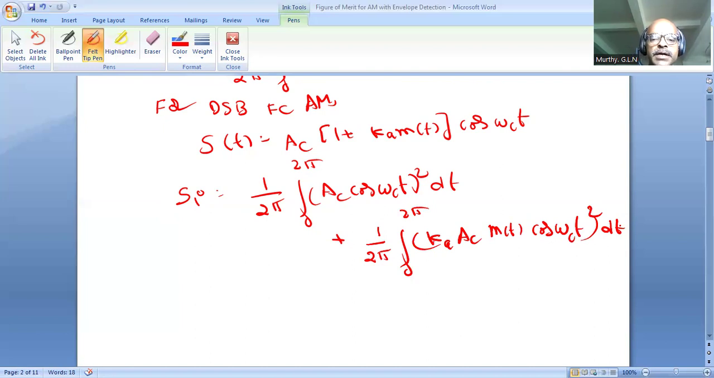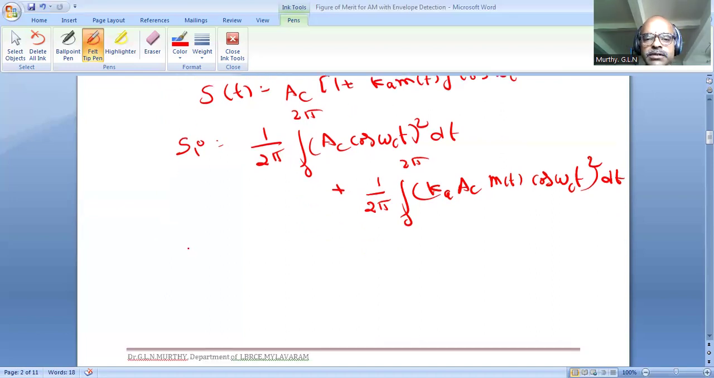Kindly remember, we are not going to use the expression a plus b whole square and simplify it. If anyone is thinking of using a plus b whole square here, what is the standard notation? A square plus B square plus 2AB. However, when you evaluate using that also, the integration of the term 2AB will automatically be 0. So we are directly using the terms Ac cos omega Ct whole square, as well as the second term Ka Ac M of t whole square.